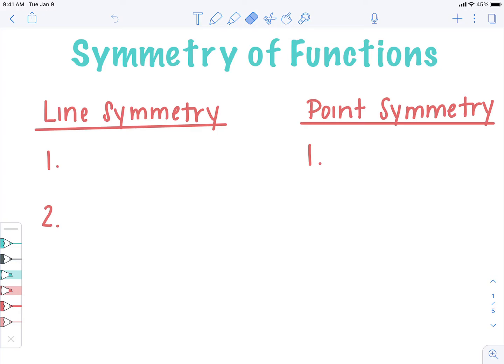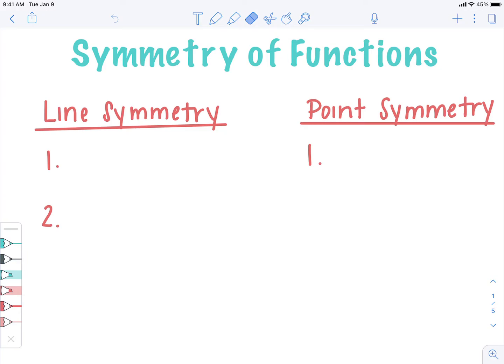All right, so we're talking about symmetry of functions. If we're looking at the graph or at an equation, are they symmetric? And if so, how? We have different options. We can have line symmetry, where if I draw a line straight down the middle of the graph, I can see either side is the same. Or we can have point symmetry, which is just going to be reflecting it over one specific point.